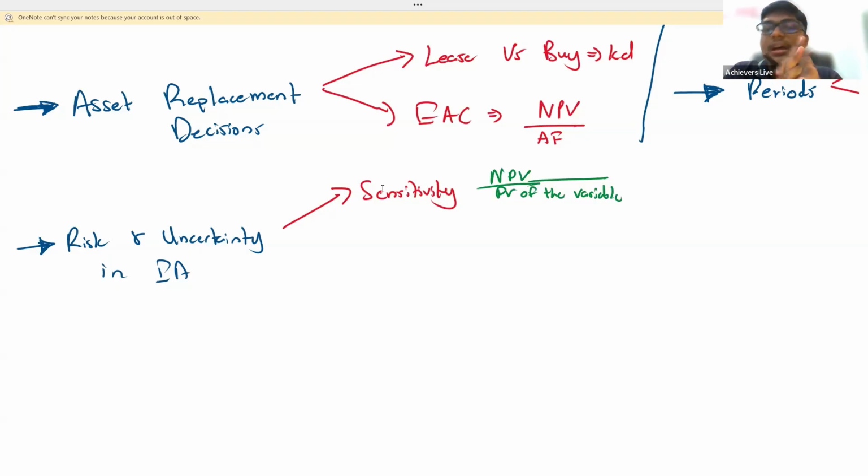So you have to know what are the advantages and disadvantages. What are the advantages? It's easy to calculate. You can identify the critical variables. What are the disadvantages? You can only look at one variable at a time. It does not give a decision rule. All of that. Next method is what? Certainty equivalent approach.